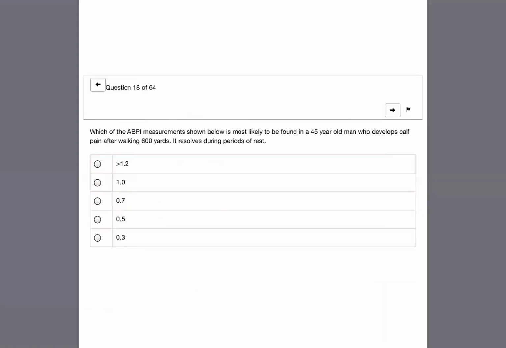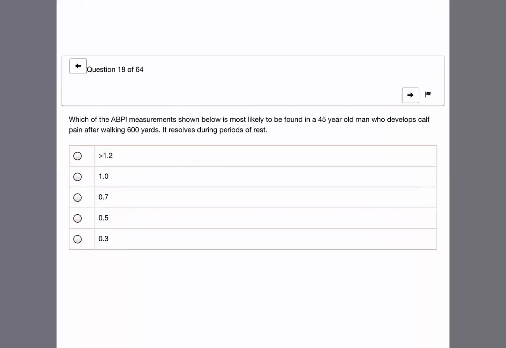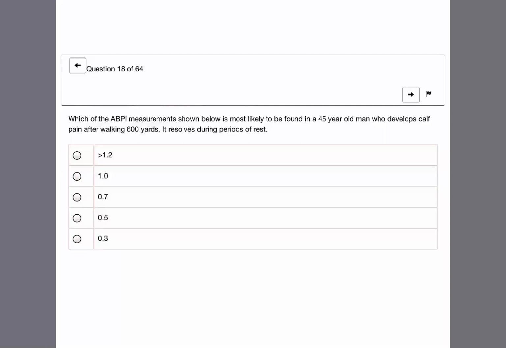Okay, go. Which of the ankle brachial pressure index measures shown below is the most likely to be found in a 45-year-old man who developed calf pain after walking 600 yards, resolved during rest? More than 1.2, 1, 0.7, 0.3. I suspect it is 0.7, C.